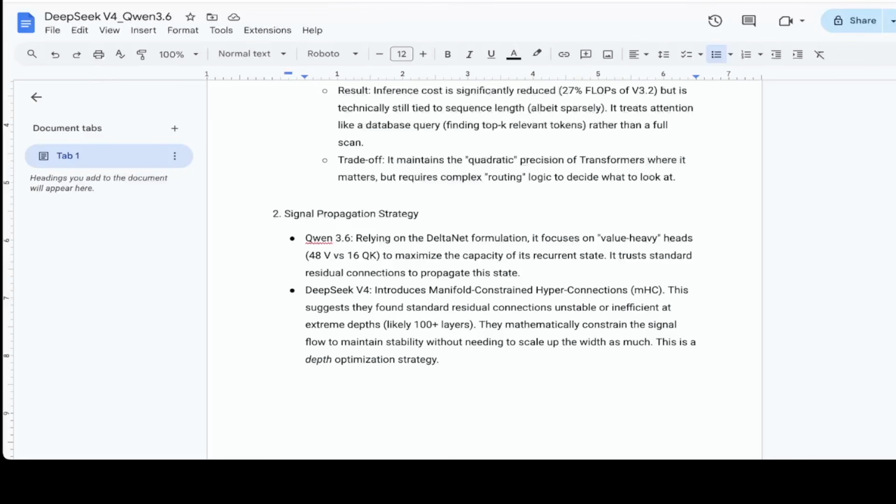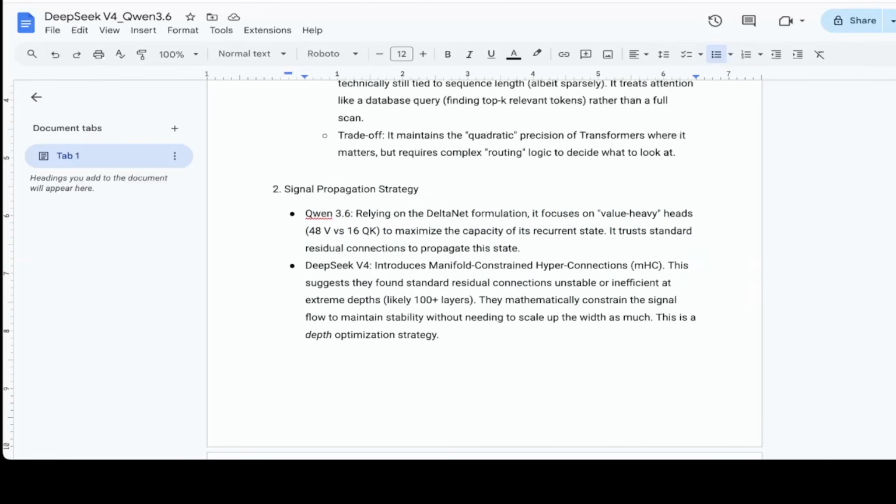So the strategy that Qwen3.6 uses is that it keeps the fixed value heads, and basically everything in the matrix is fixed. And for the fixed GPU RAM, it tries to maximize the capacity of its recurrent state using a 3-to-1 ratio, but it trusts standard residual connections to propagate this state through different layers.